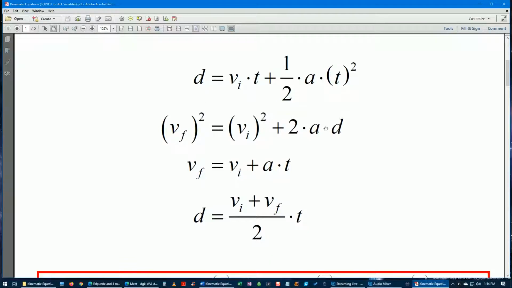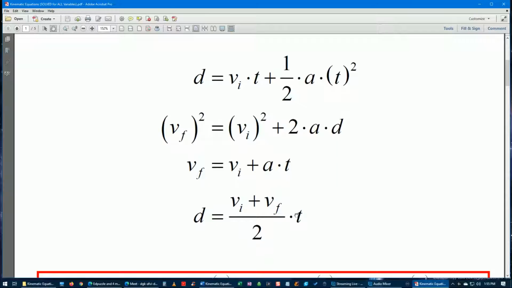Can I use this second one? Yes. So I know my final velocity. I know my initial velocity. I am trying to find my acceleration, and I know my displacement. So this one's looking good so far. This one has time in it, so I can't use that. And this one has time in it. I can't use that one. Does that make sense?